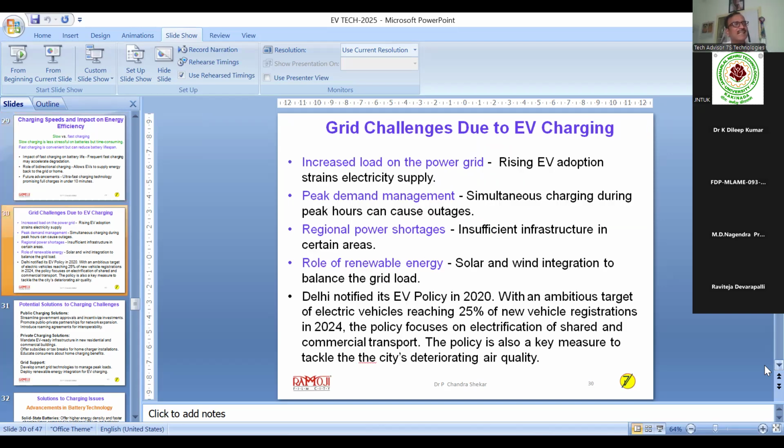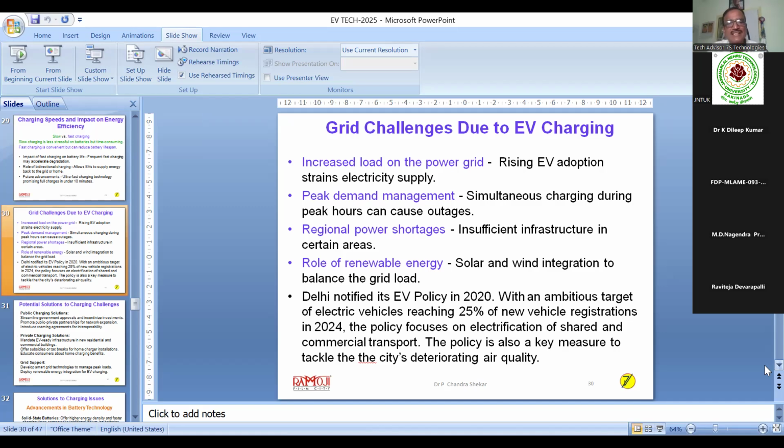Now, you said electric vehicles, everything you have done. Now the new challenge is the grid challenge due to EV charging. Increased load on the power grid: rising EV adoption strains electrical supply. Peak demand management: simultaneous charging during peak hours can cause outages. Regional power shortages: insufficient infrastructure in certain areas. Role of renewable energy: solar and wind energy integration to balance the grid loads.